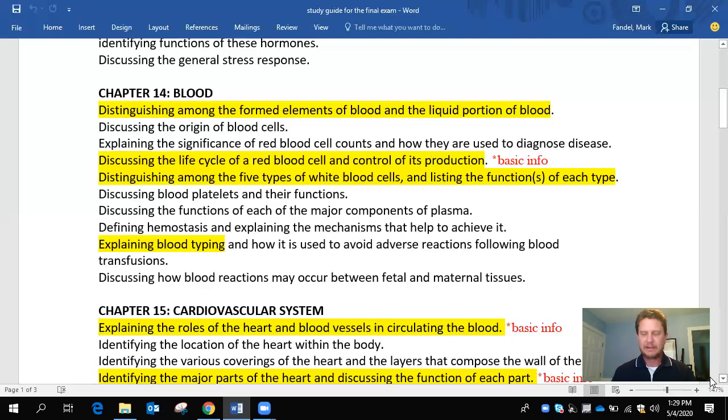If I am type B, I have B antigens. I cannot give to anybody with anti-B antibodies, and the two types that have anti-B antibodies are A and O.